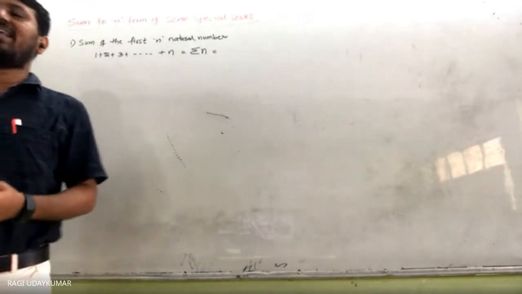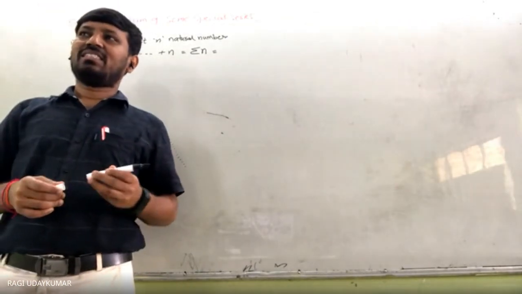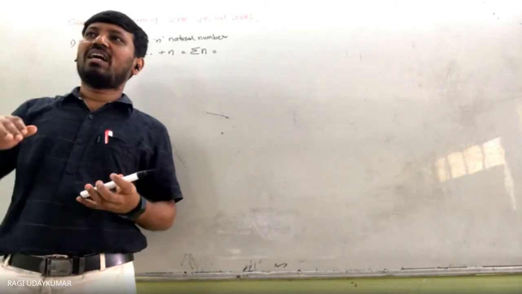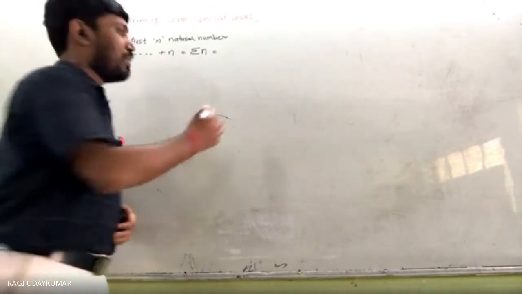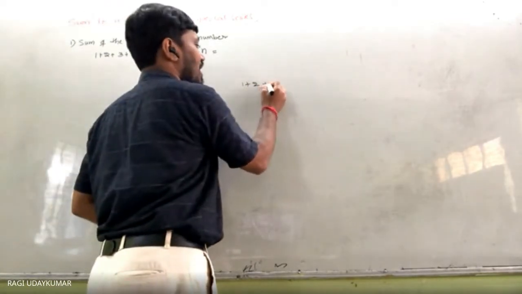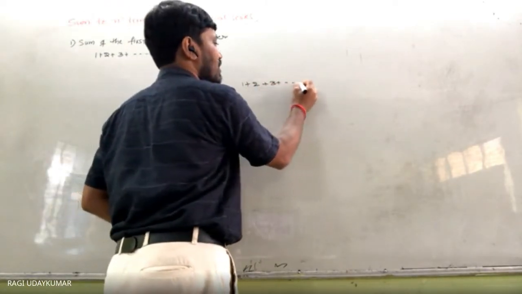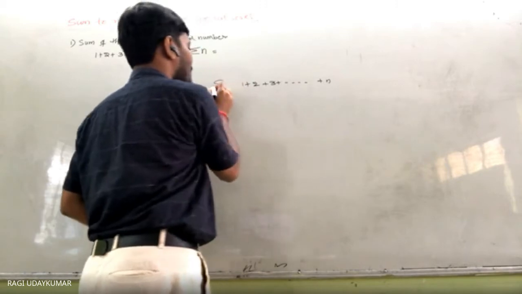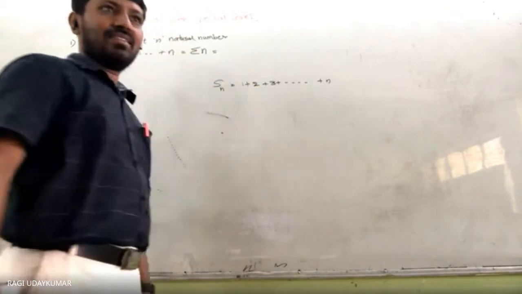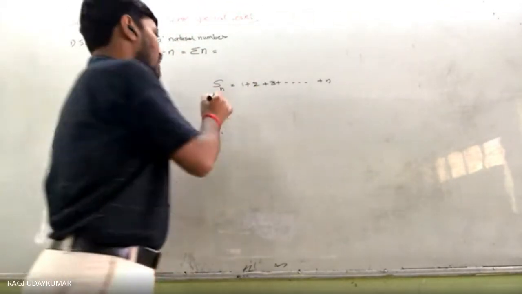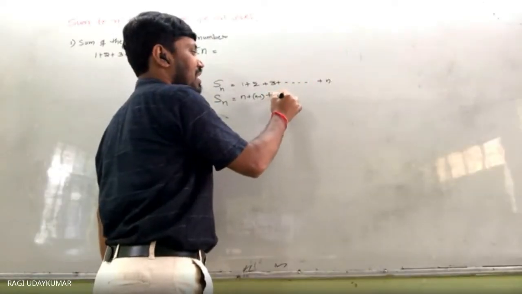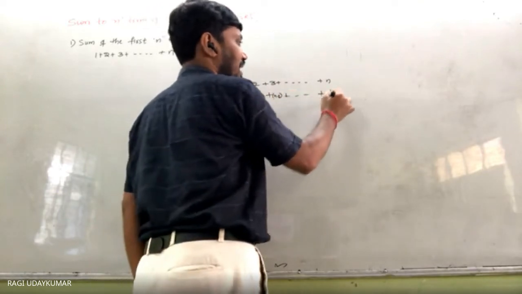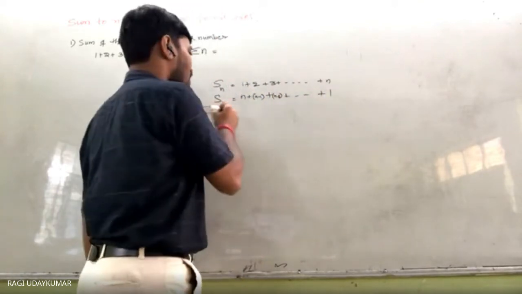1 to 100 तक ऐड करना है तो 100 into 101 by 2, right? Simple logic here. Suppose you want to add 1, 2, 3, and so on till the end. This sum you consider as Sn. Same sum you write in reverse order: n, n minus 1, इससे पहले वाला, this is n minus 2 and so on till here one. So what are you going to get?